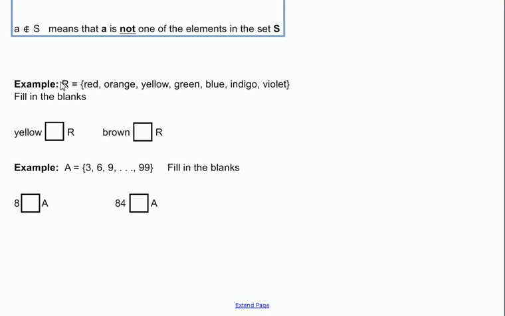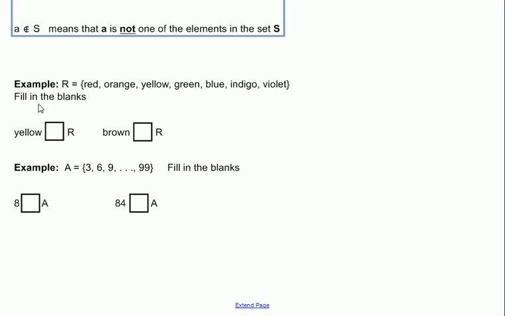So here's an example of a set we might refer to. Here's the set uppercase R. We generally use uppercase letters for sets, and sometimes we use a meaningful letter if the set has some sort of description that can be used or given. We usually use A, B, and C or S for arbitrary sets. This set R is red, orange, yellow, green, blue, indigo, and violet. These are the colors of the rainbow.